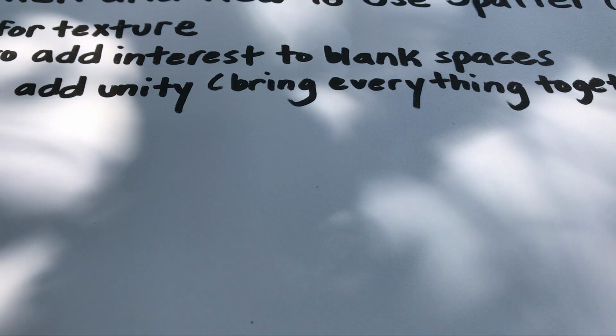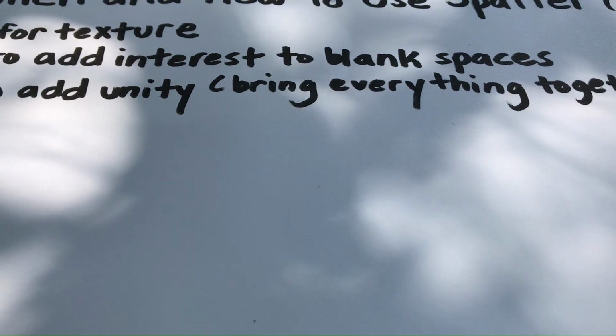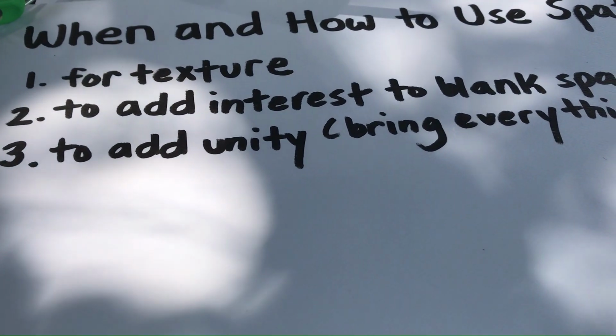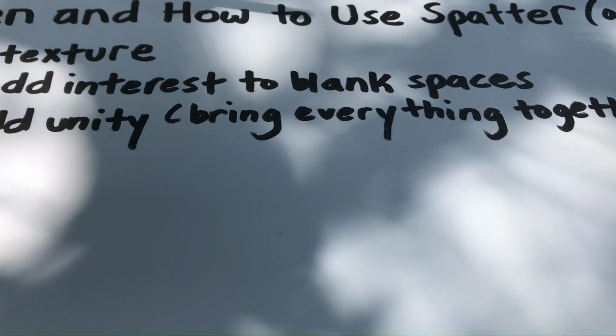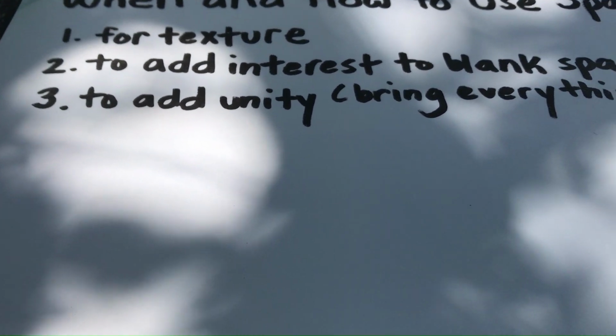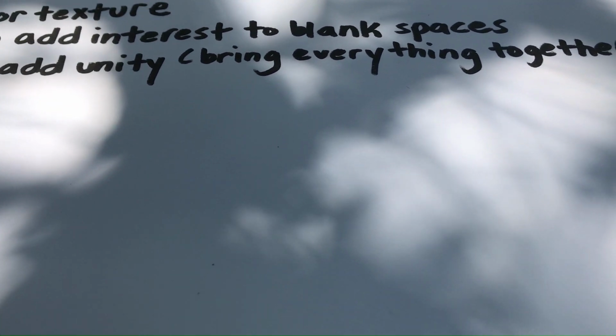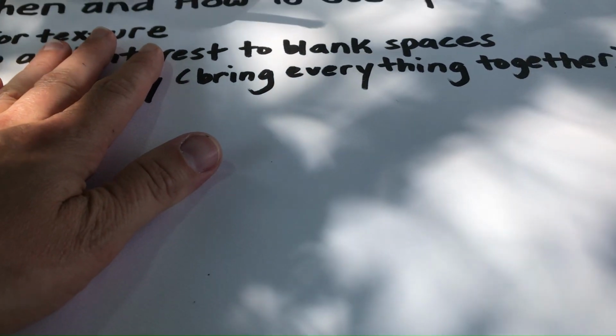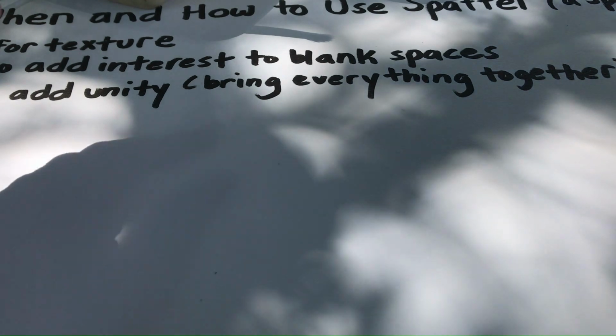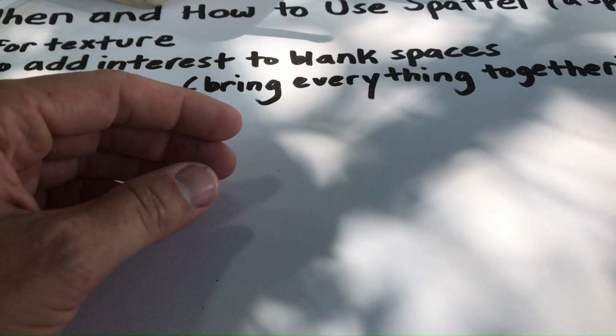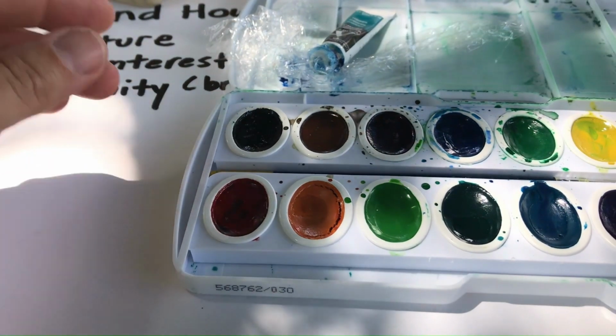So that was when to use spatter, when you want to have texture, add interest to blank spaces, and then to add unity, which helps bring everything together. Now to show you how to actually create the spatter. Let me get my watercolor tray.